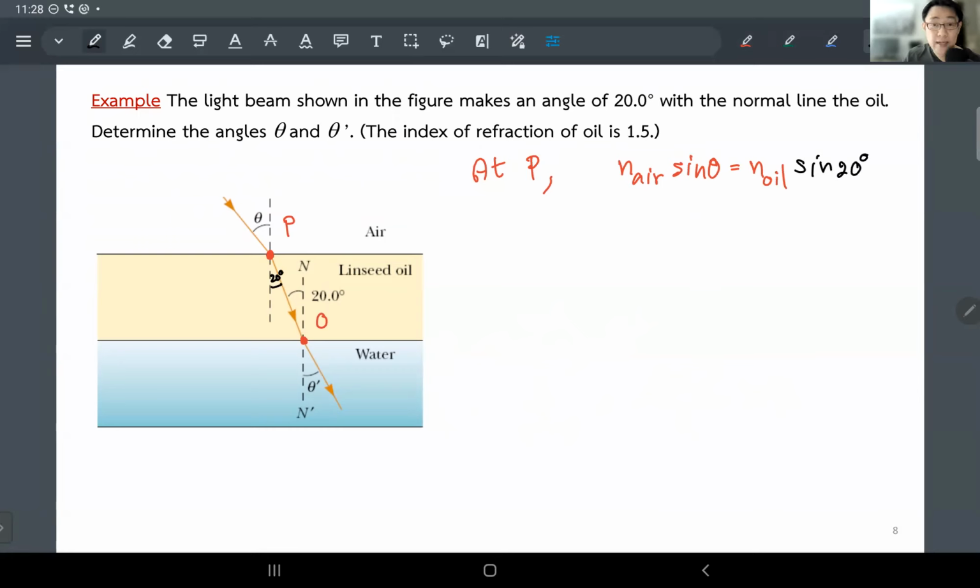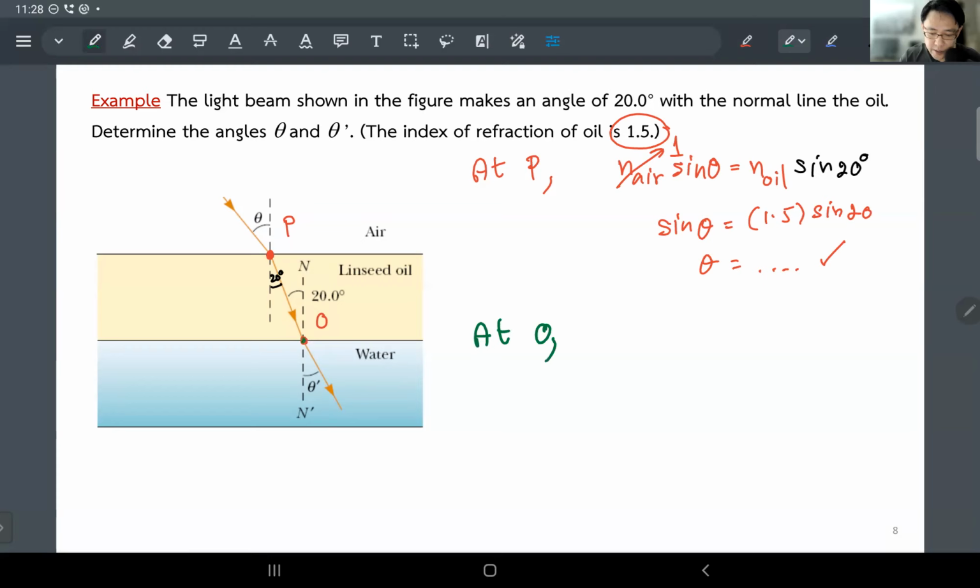All right. So that's how you determine theta. And it's already done. N air sine theta is going to be N oil, which is given to be 1.5, sine 20, punch the calculator a little bit. In air, you set it to 1. So over here, you should be able to figure out theta. Done. Okay. Cool. At O, no problem.